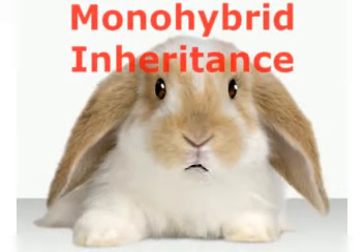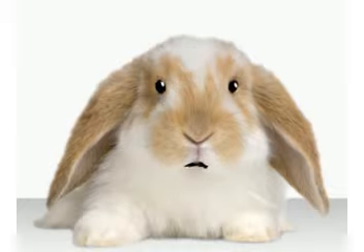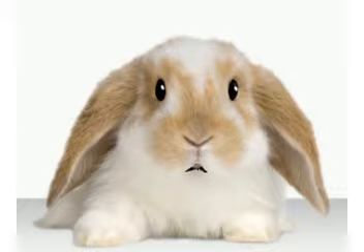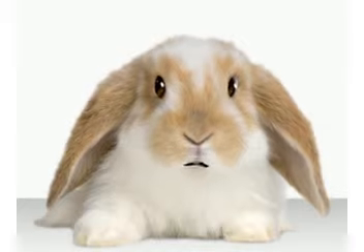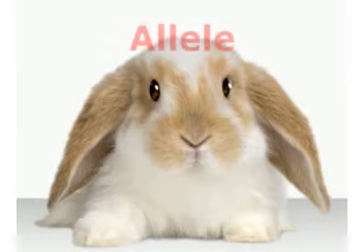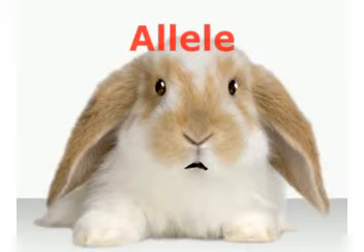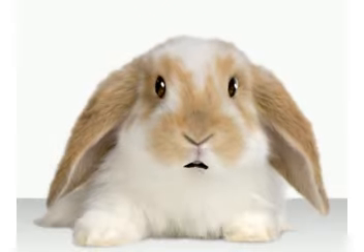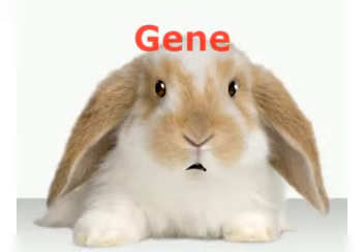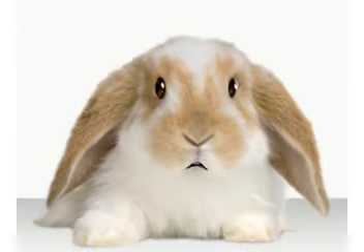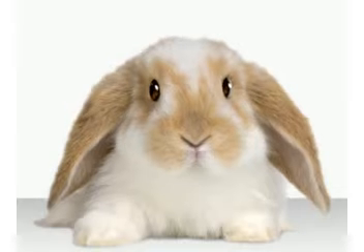Monohybrid inheritance simply describes how a gene from the mother and a gene from the father, or the words alleles, are inherited. An allele is a different version or type of a gene. A gene is a piece of DNA that controls a trait or characteristic.